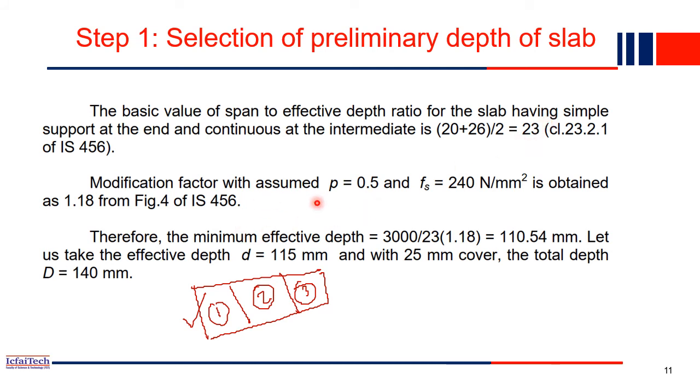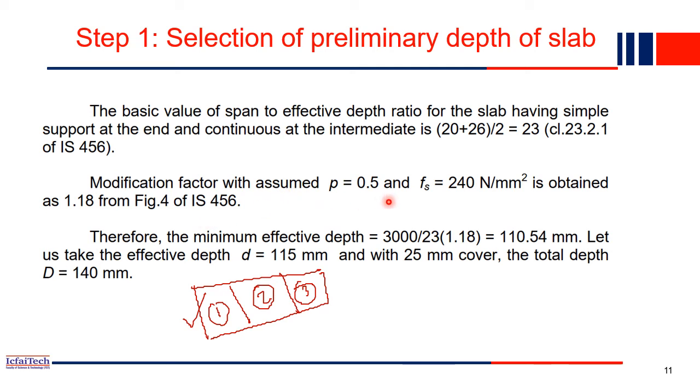Again, in the next page of IS 456, if you go to page number four, Figure 4, some modification factor is also required. So whatever 23 you got, we also have to multiply it with the modification factor as per our IS code. How to find the modification factor? From Figure 4, you will find a graph. From that graph, using the percentage of steel and Fs, which is the steel stress, you will get the modification factor.